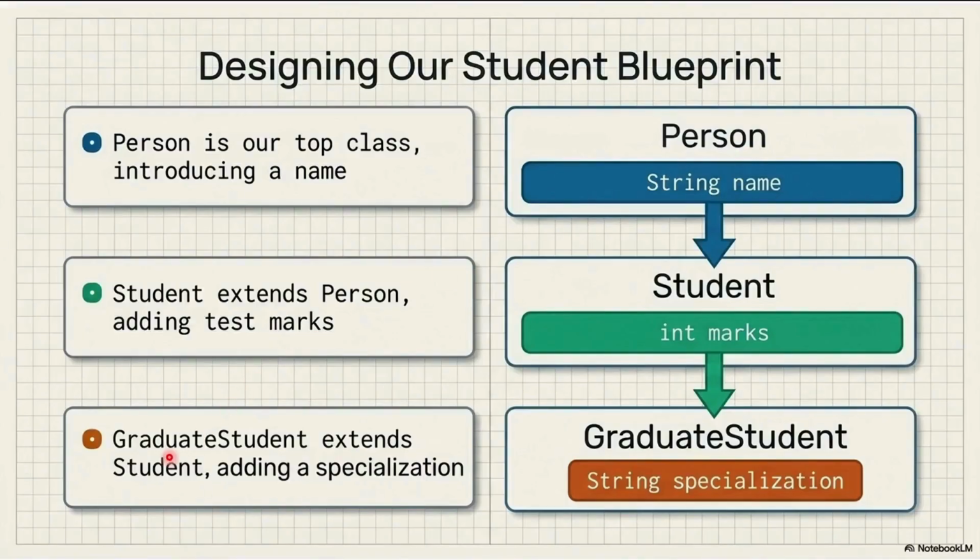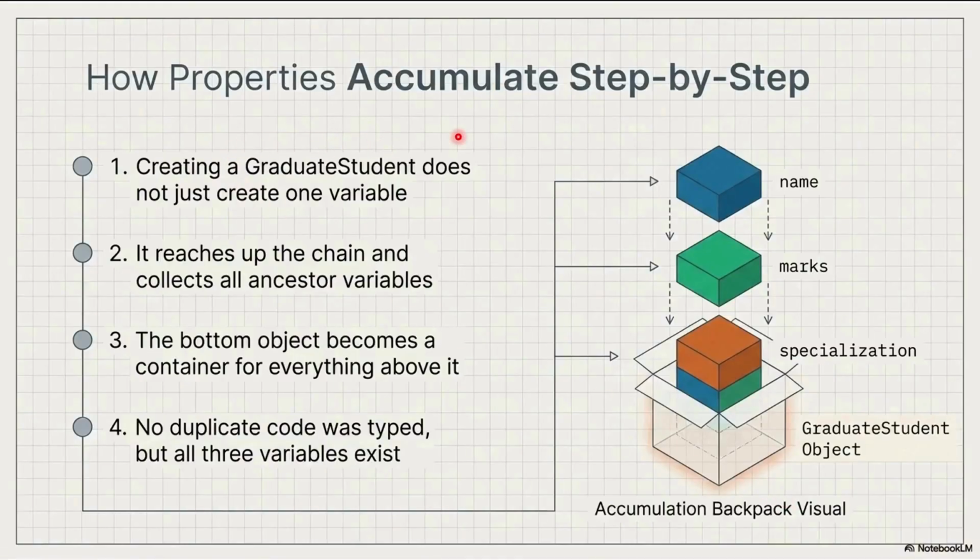Okay, then graduate student extends student, adding a specialization. If a student is a graduate student, obviously he's doing some kind of specialization after that. So he's adding the additional attribute, that is specialization. But please note, graduate student will have marks and also will have name. Whatever person and student have, all the attributes will be carried into graduate student. And this is what you need to understand: how properties accumulate step by step. This is very important to understand.